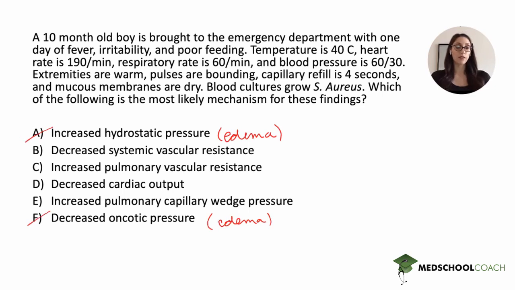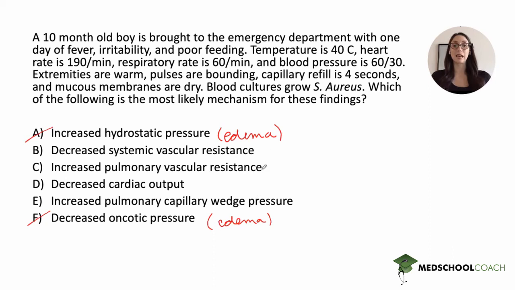So let's cross that one off. Next, we're left with answer choices B, C, D, and E. So let's take a look at these more closely. So B, decreased systemic vascular resistance. Could be right. Let's leave that one as is for now. Let's look at the next ones. Increased pulmonary vascular resistance. So this can lead to a different type of shock. Do you know which one?